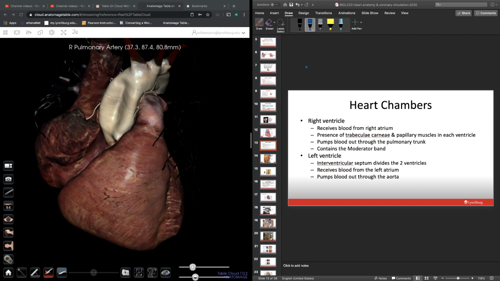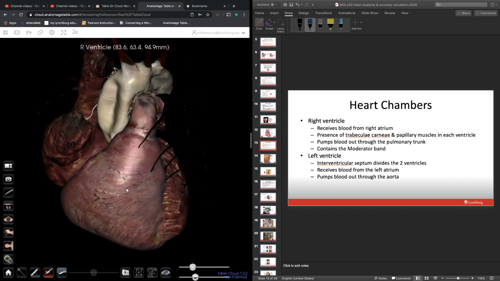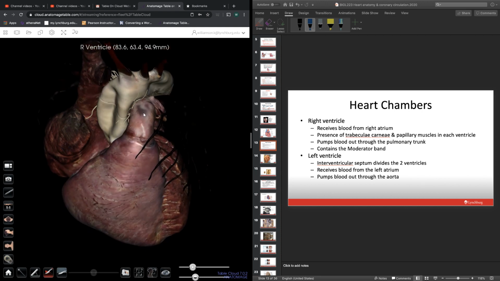So let's talk about some of the structures that are related to the ventricles. We know that the ventricles are described as pumping chambers, and so they're going to be responsible for pumping blood from the ventricle out through a vessel. Let's talk about the right ventricle. Here we have the right ventricle on our high-resolution heart, and we can see a vessel leaving that right ventricle. The right ventricle is going to pump blood into the pulmonary trunk, and this is deoxygenated blood. This is blood that's heading to the lungs.